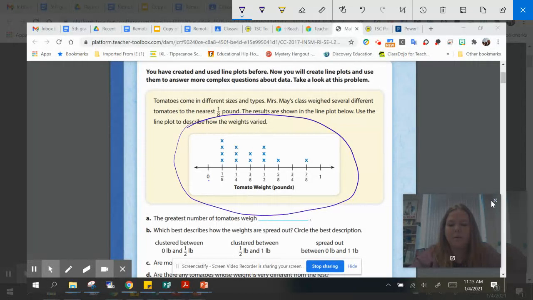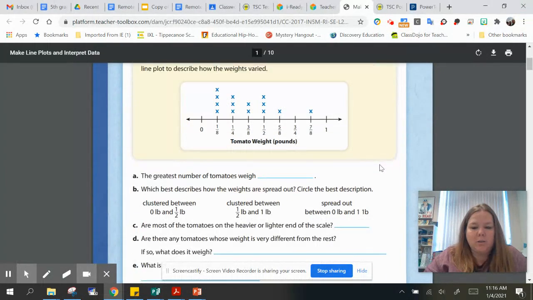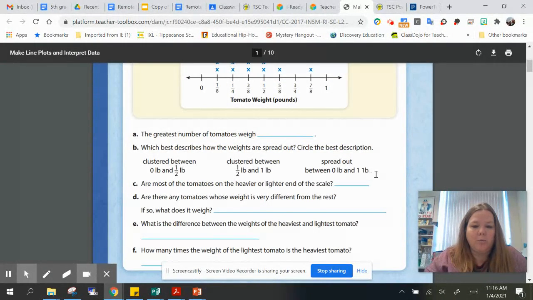And then there are 1, 2, 3, 4 tomatoes that weigh 1/8 of a pound, 3 tomatoes that weigh 1/4 of a pound, 2 that weigh 3/8, 3 that weigh a half, and 1 that weighs 5/8. Obviously 0 for 3/4, and 1 that weighs 7/8. So we use that information to answer the questions below.